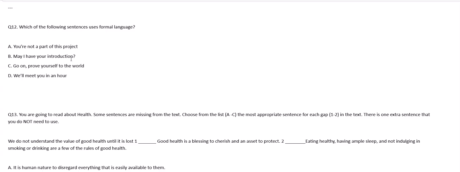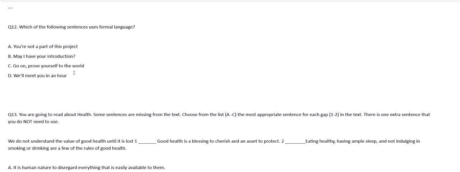May I have your introduction? See, in a previous question I explained that may is used for permission, in sentences which express permission. He is asking for permission to have his introduction. Hence, it is correct, clear, and polite.